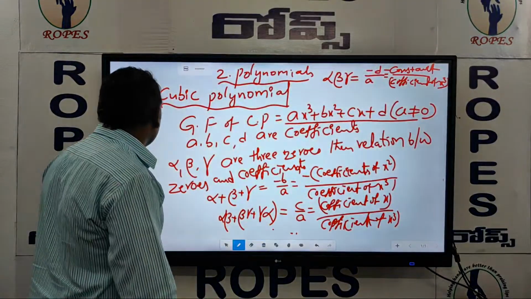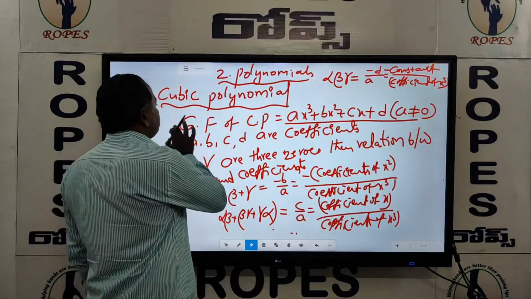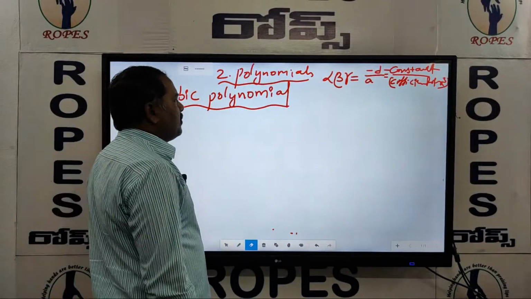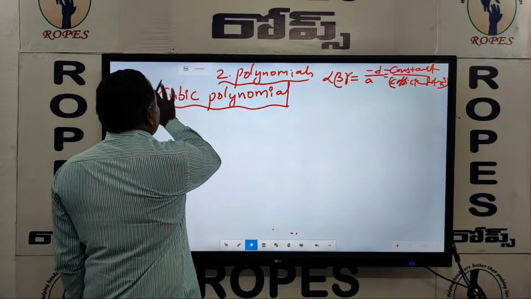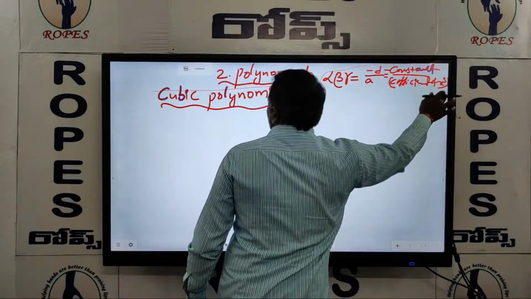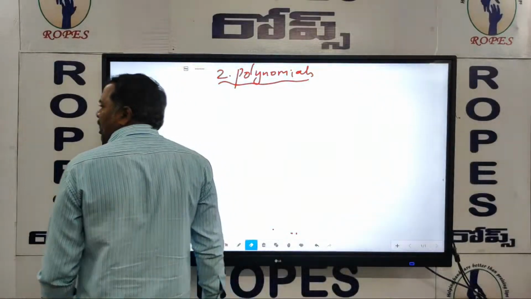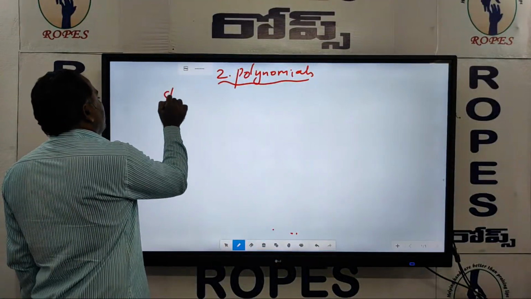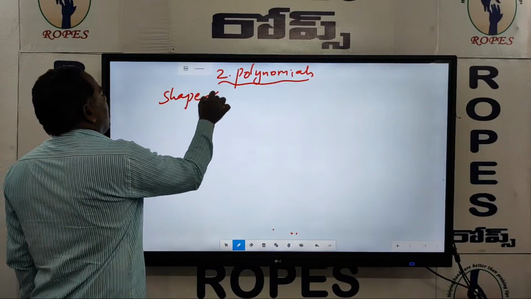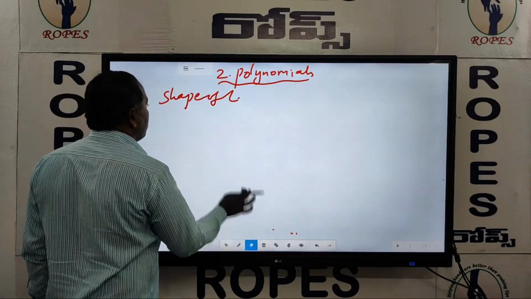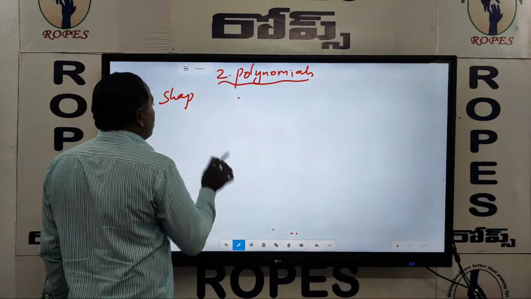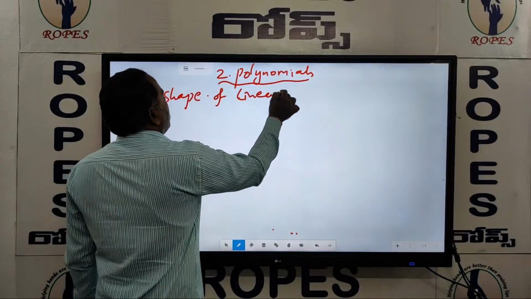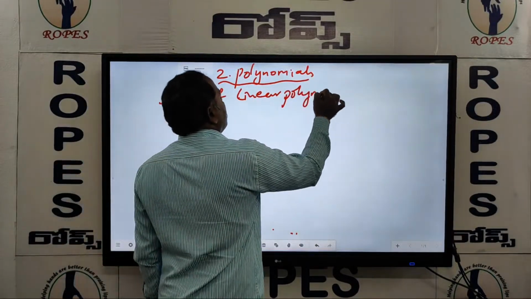Okay, and two more points we learn here. What is the shape of the graph of linear polynomial, that we will see. Next, what is the shape of the quadratic polynomial graph, that we will see. Shape of linear polynomial graph.